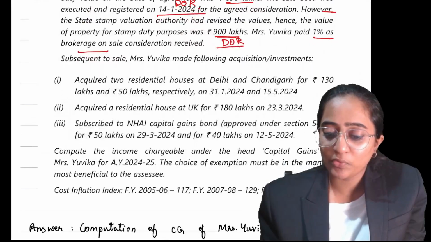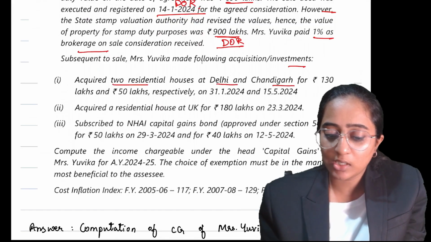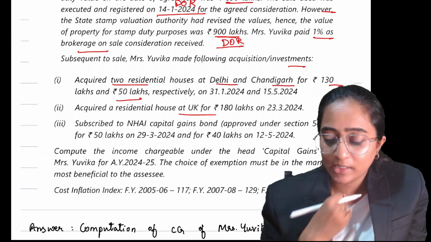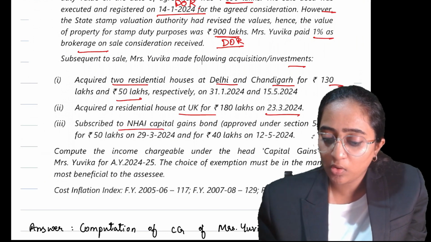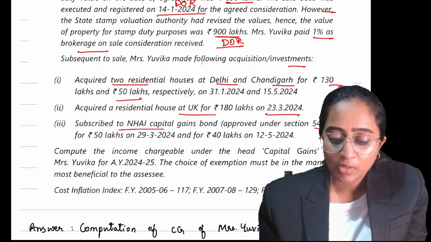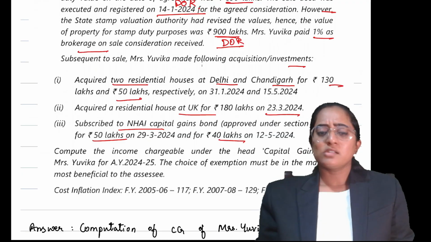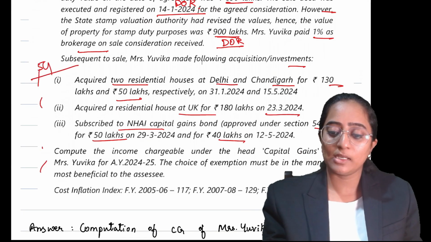Subsequent to the sale, Yuvika made the following acquisitions. She acquired 2 residential houses at Delhi and Chandigarh, 130 and 50 lakh. She acquired a residential house in the UK for 180 lakh in 2023-24. She subscribed to NHAI bonds, that is for 54EC, 50 lakh and 40 lakh. She has made so many investments. You'll understand those investments which come under the section 54 series very soon. 54EC and all, it's coming.